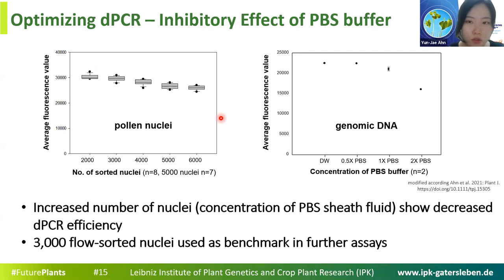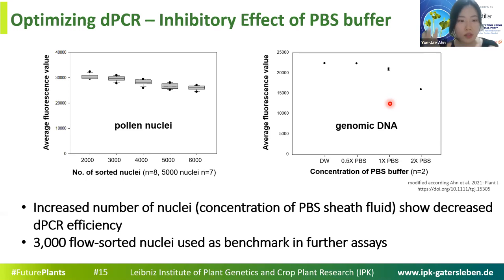So we wanted to know what could be the reason for this decreasing fluorescence value. We assumed that it could be the increasing concentration of PBS sheath fluid from our FACS sorting machine. So in the second graph, you can see the result where I ran a random genotyping assay with genomic DNA with different concentrations of PBS buffer, which is the sheath fluid. From here, I again confirmed that with a higher concentration of PBS buffer, the average fluorescence value is decreasing. So we concluded that the increasing concentration of PBS buffer is the playing factor for this decreasing fluorescence value. And we concluded that we cannot just flow sort our pollen nuclei continuously, endlessly into our chamber. So we needed to stop at some point.